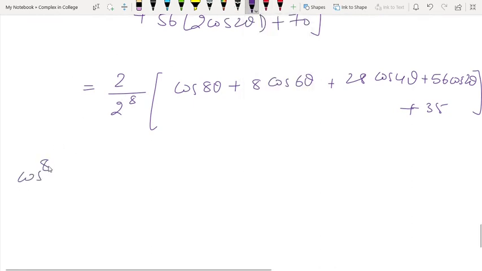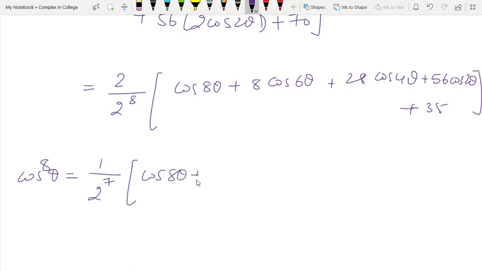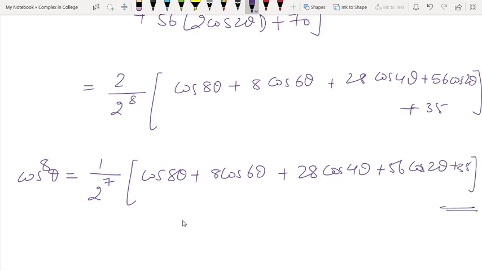This is the final result of the problem, because I have expanded cos raised to 8 theta in the cosine multiples of theta. So इसको हम लास्ट का थोड़ा लुक दे देते हैं. 1 upon 2 raised to 7, we have cos 8 theta plus 8 cos 6 theta plus 28 cos 4 theta plus 56 cos 2 theta and plus 35. This is the final result. Okay, so this way you need to expand the given trigonometric term. Cos raised to 8 theta equals 1 upon 2 raised to 7 times cos 8 theta, 8 cos 6 theta and so on. Basically what I've done here is expand cos raised to 8 theta in the cosine multiples of theta. So this is the final result.